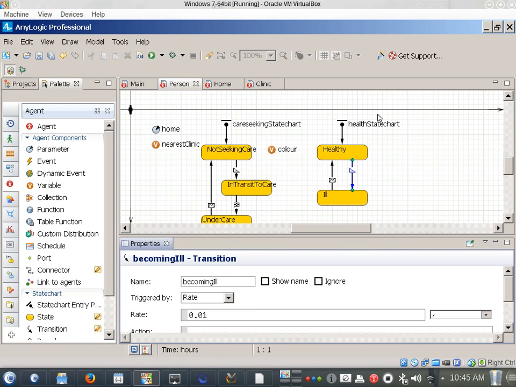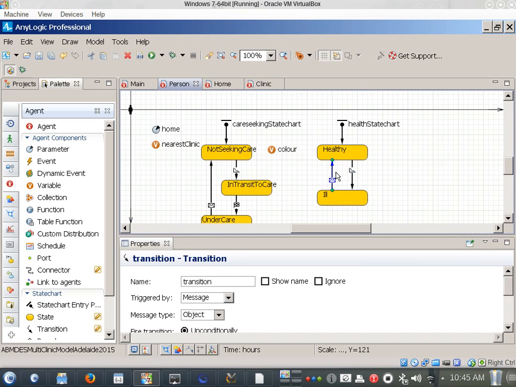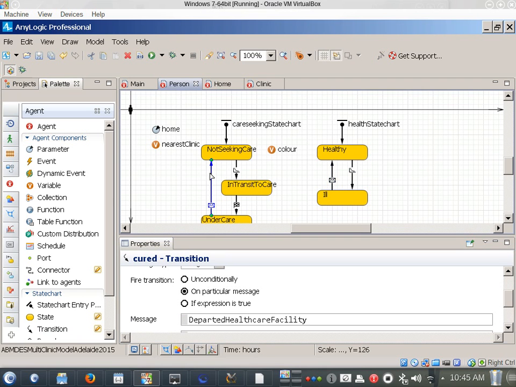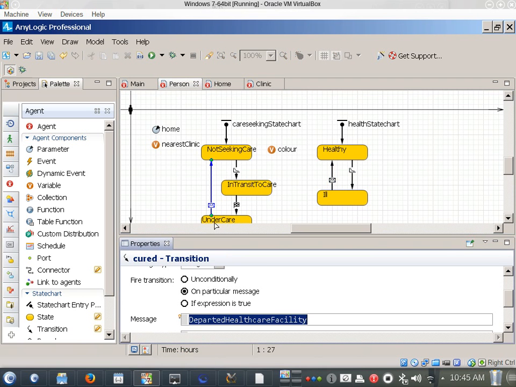So we've added this new state chart. Healthy and ill are the two states. This transition from healthy to ill is based on a rate of 0.01, and from ill to healthy is based on this message transition based on a particular message cured. So that's based on the particular message cured. This other one, by contrast, earlier was based on the particular message departed healthcare facility. Okay?